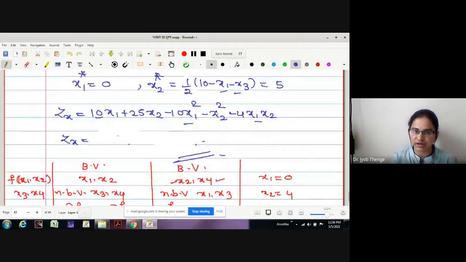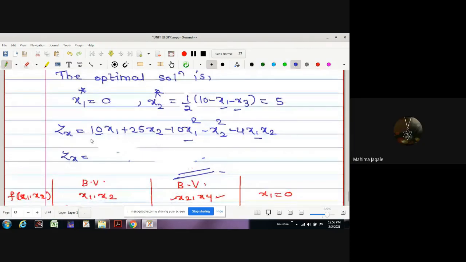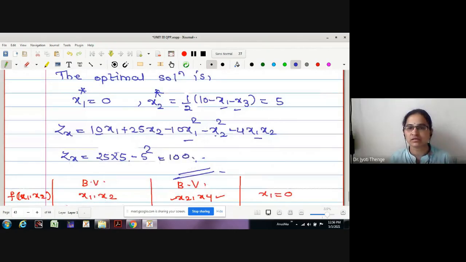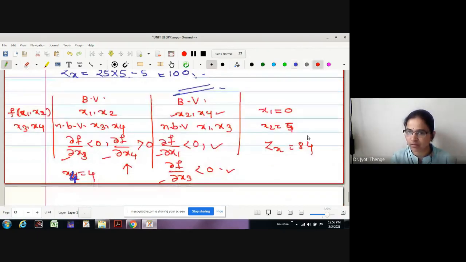25 into 5, minus 100, ma'am. I square. It is 100 now. Yeah. And here 5. So x4 I have calculated. No, I thought I have calculated x2. Yes. Is there any difficulty in the problem now?